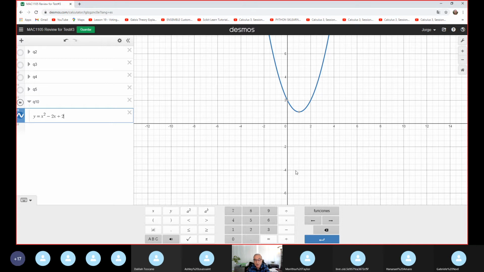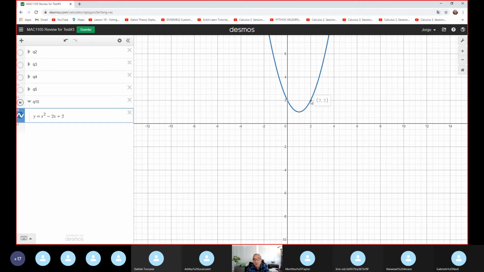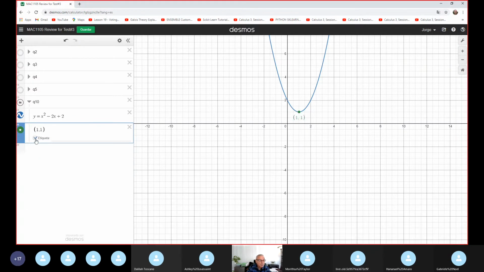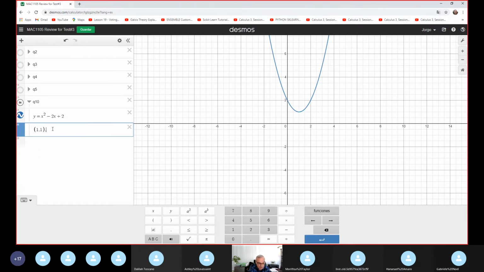Boom. This is our parabola. Look at the vertex: (1,1) and (0,2). And the extra point here is (2,2). Just in case, let me plot those points to make sure. The point (1,1), the point (0,2), and the point (2,2). Boom. This is our parabola.